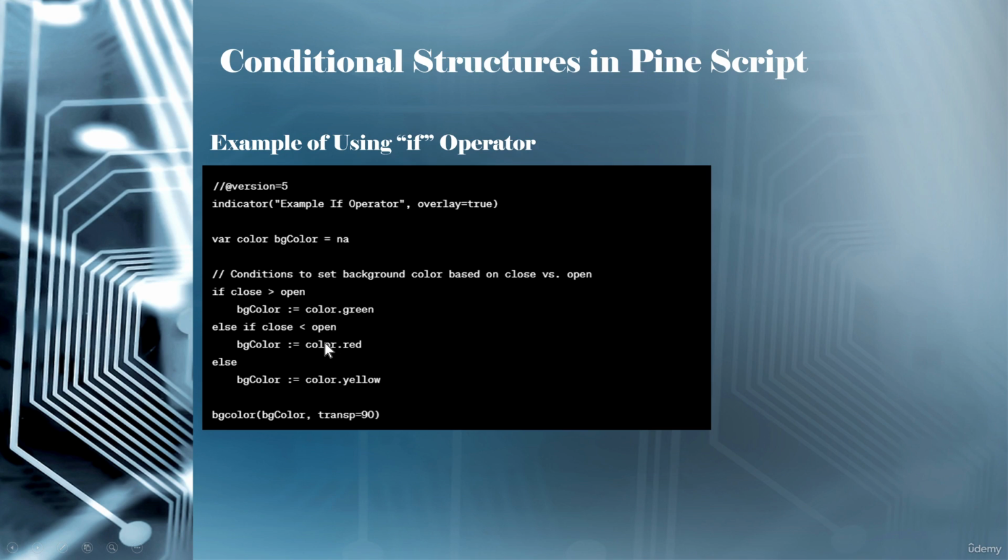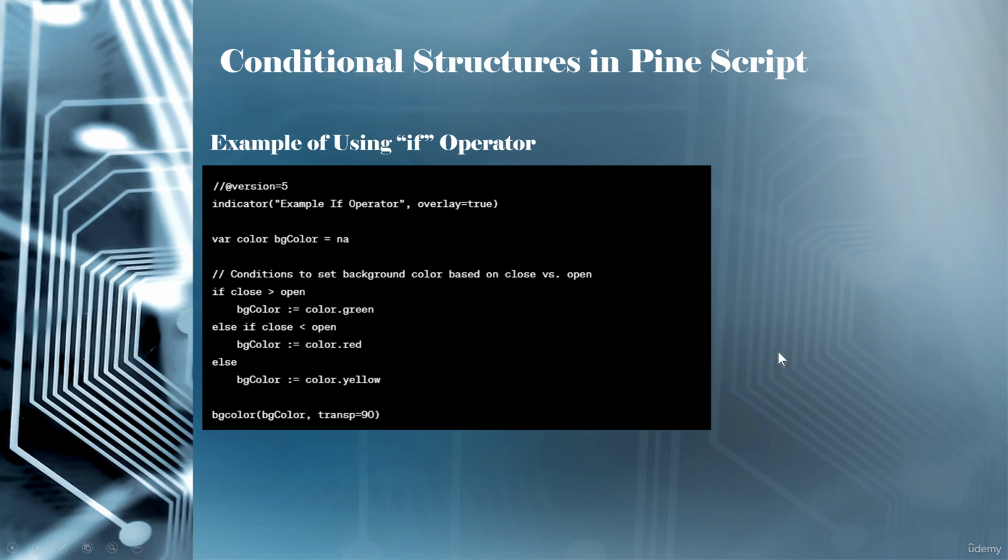And if neither of these two conditions, the first condition after if and the second condition after else if, is true, then the statement under the else statement will be executed. In that case, the background color will be assigned the yellow color. This is how the if operator works in this case.